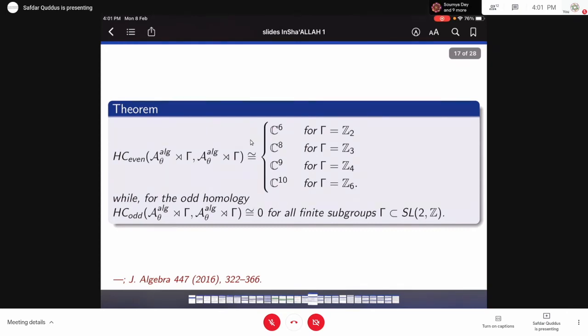Okay. Is there any reason why one should only consider finite subgroups of SL2Z or fixing points? I guess, yeah. If you don't, then you have a continuum, and the K-theory also vanishes.